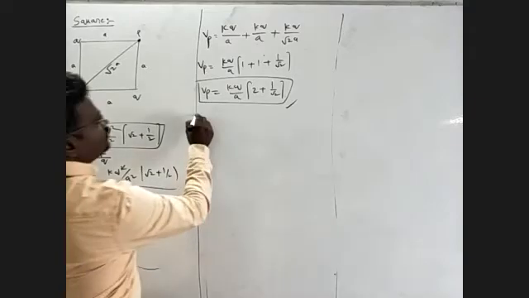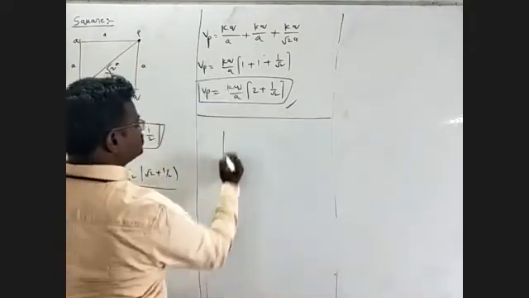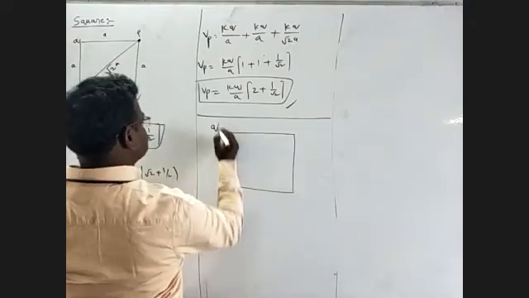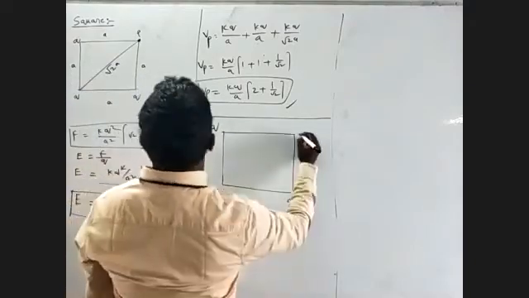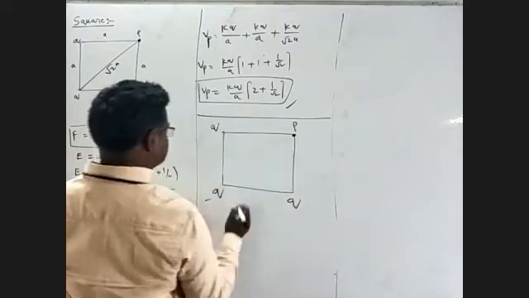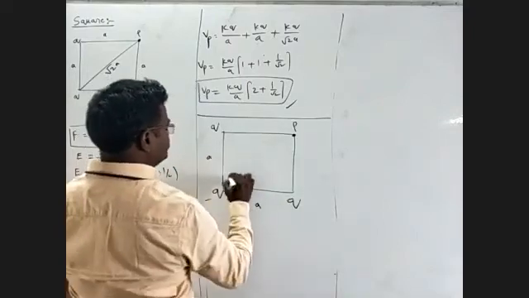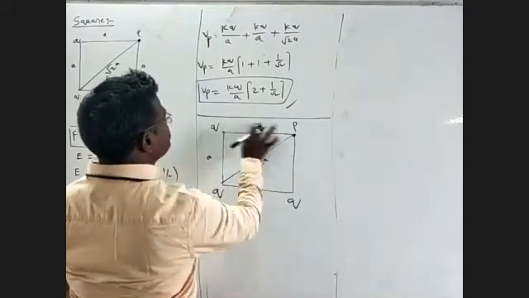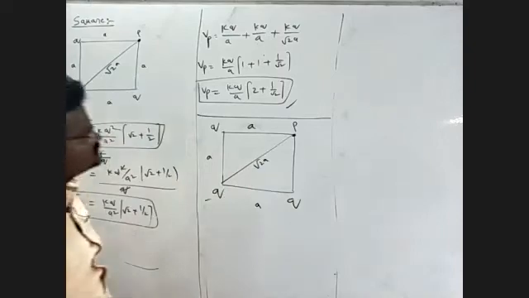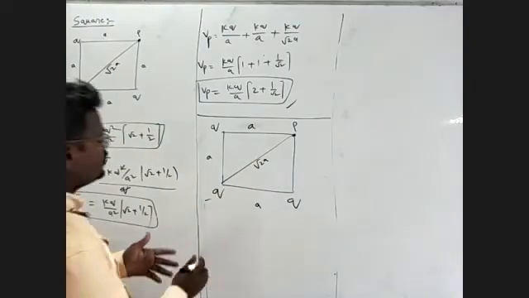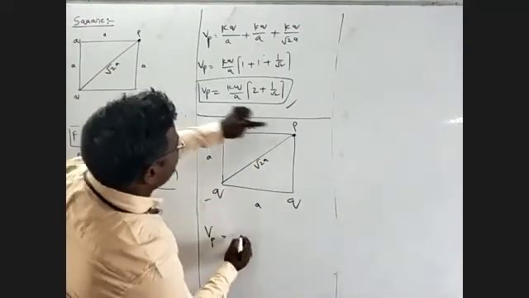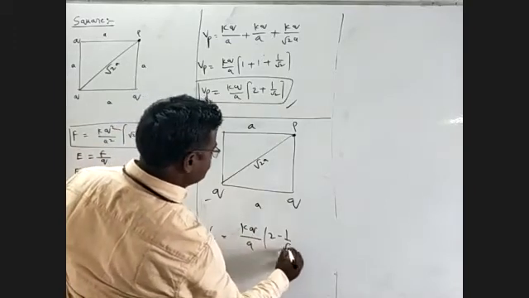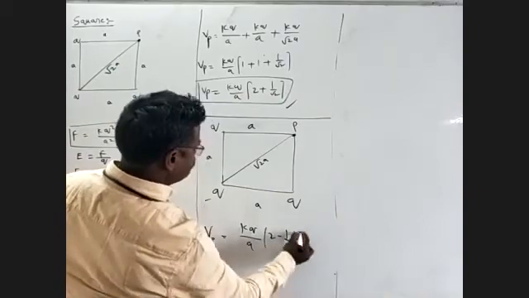In case of the second model, next model. This is a square. This is a point P. This is minus Q. I'm taking the distance between the charges as A. From here to here is root 2A. So now the electric potential at point P is equal to KQ by A times 2 minus 1 by root 2.